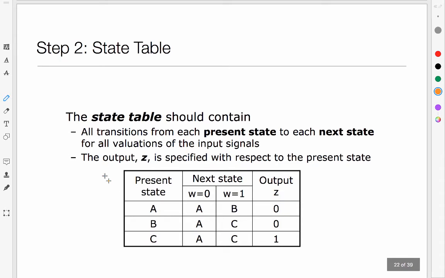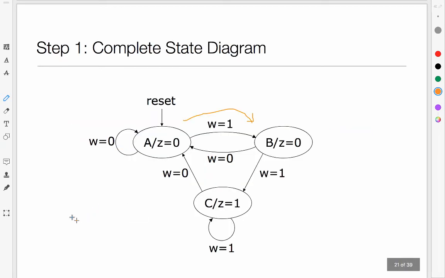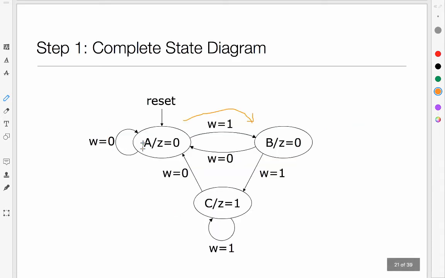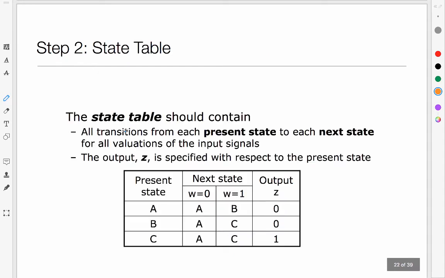I basically then say, what is the next state? The next state is a function of W, but output Z is not a function of W, so there's a single column out here. So I write down all the possible things, and at this stage I leave the states in terms of mnemonics ABC. So in the diagram, I had an arrow from A to B when W was 1. So from A I go to B if W is 1, and here if I was in A, I stayed in A if W was 0. So that's what you see, that from A to A if W is 0.